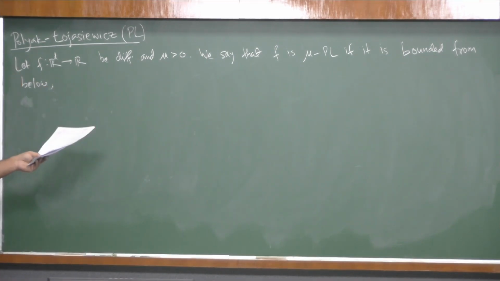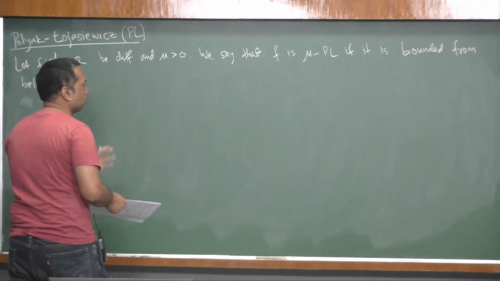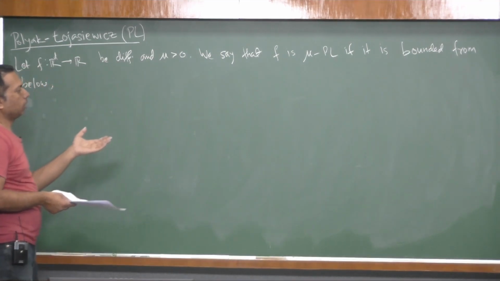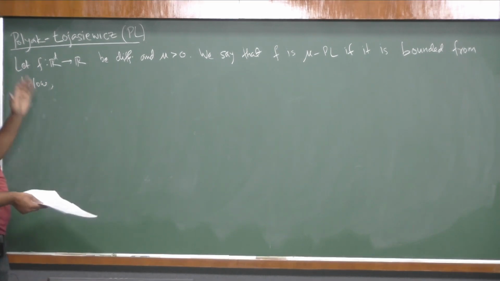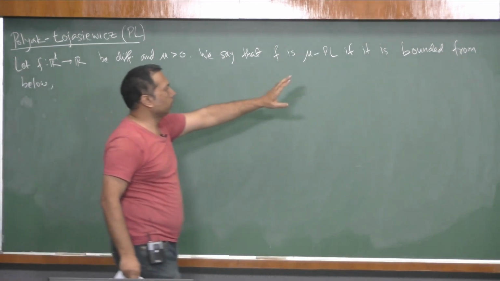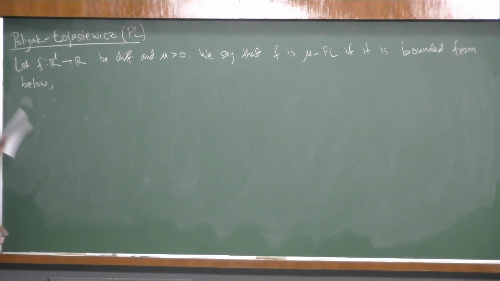All the problems we consider in optimization are minimization problems by default, because a maximization problem is minimization of the negative of f. So bounded from below is a good necessity, right? Because otherwise the minimum will be minus infinity, and that is useless.